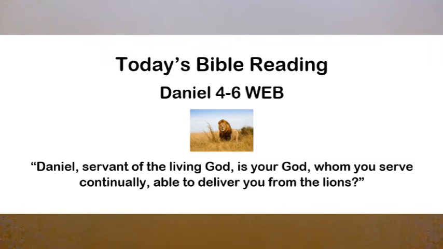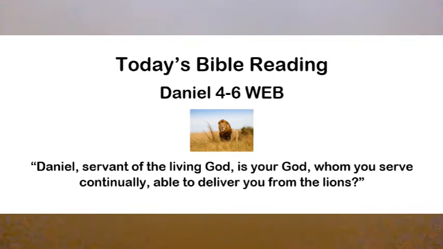Whereas the king saw a watcher and a holy one come down from the sky, saying, Cut down the tree and destroy it, nevertheless leave a stump of its roots in the earth, even with a band of iron and bronze, in the tender grass of the field, and let it be wet with the dew of the sky. Now, I wonder, that iron and bronze, what does that mean? Is that related to the statue or something else? Let his portion be with the animals of the field until 7 times pass over him.